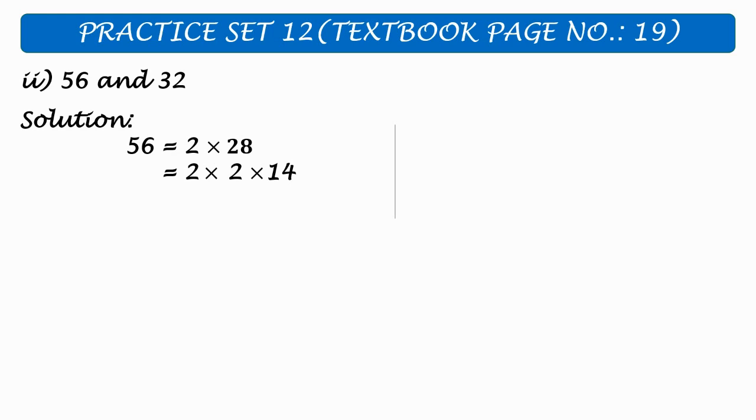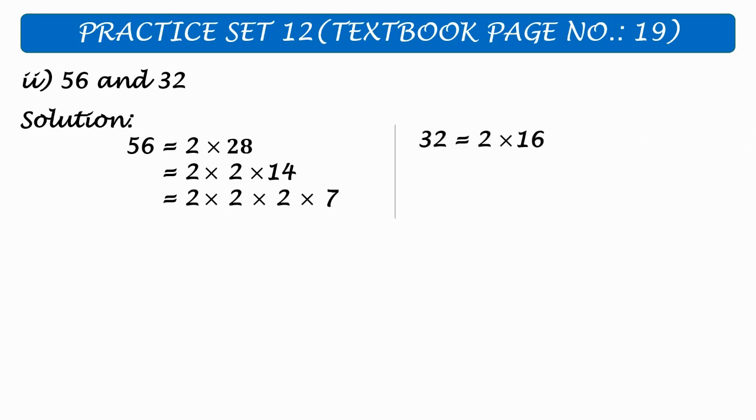Now 14 we have to factorize again. So we know that 2 and 7 are the factors of 14. So the prime factors in the product form for 56 can be written as 2 multiplied by 2 multiplied by 2 multiplied by 7. Similarly, we will be writing the prime factors for 32.